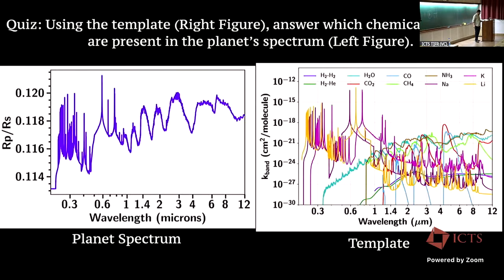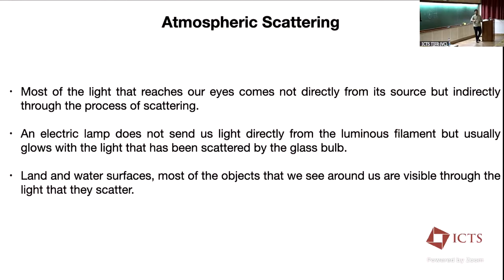Okay, so one more thing. Until now, I have been talking just about absorption, so I'll give a brief primer on scattering as well. Ideally, it's not just absorption that is happening; scattering is also happening in the planet's atmosphere. Here is the basic definition of scattering, which many of you might already know. Most of the light that reaches our eyes comes not directly from its source, but indirectly through the process of scattering. I am able to see you and you are able to see me because of scattering.